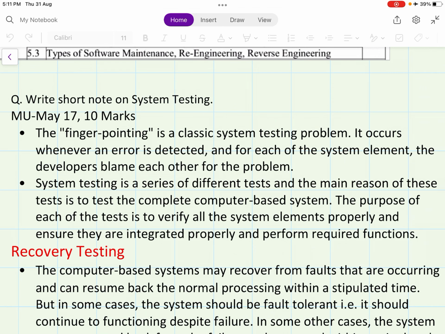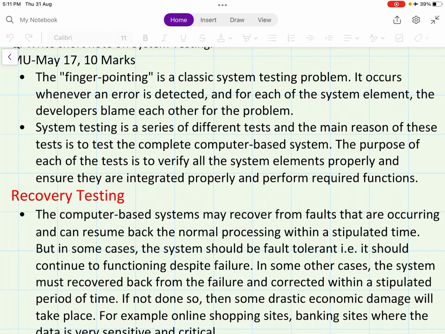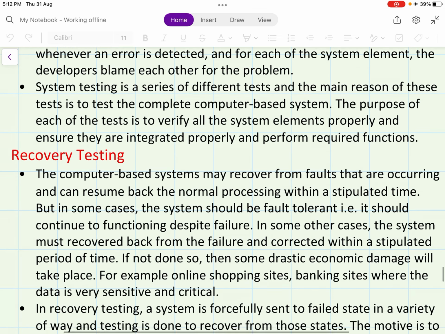System testing is a series of different tests, and the main reason for these tests is to test the complete computer based system. The purpose of each of the tests is to verify all system elements properly and ensure they are integrated properly and perform the required functions. So the tests check whether the complete computer based system is functioning properly or not.